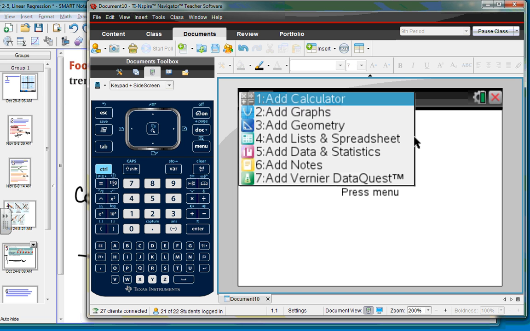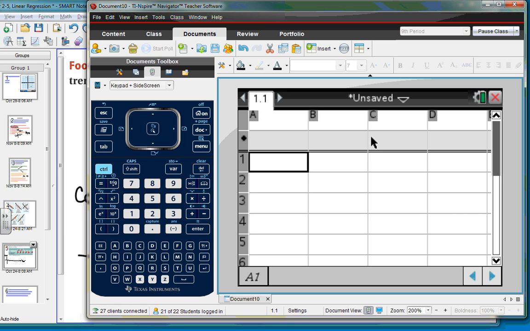Now, step 2, what do I do? Choose list and spreadsheet. How many people in here understand what Microsoft Excel looks like and have used it in the past? Microsoft Excel is going to be a spreadsheet document that allows you to add, subtract, multiply, and divide, and add formulas within a document. Okay? Now, that's exactly what we have in our calculator.